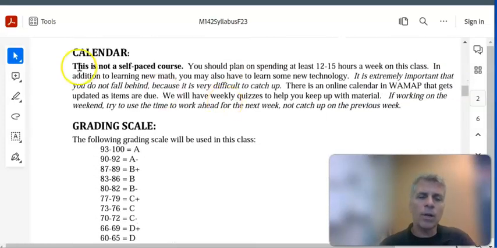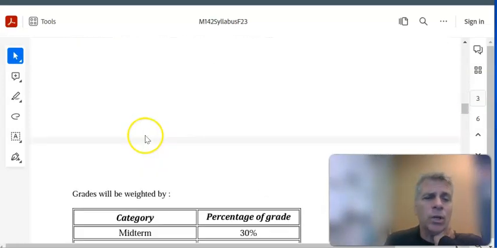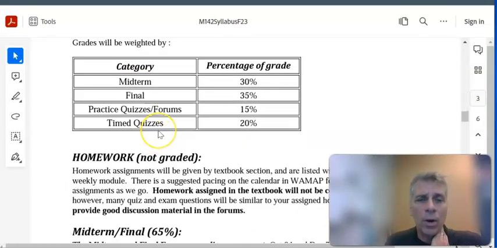There's a lot of other stuff on here. There's a calendar that I'll show you shortly, the grading scale, that sort of thing. So here are the categories that your grade will be determined on, and what percentage of the grade each of these are. The midterm and final are pretty straightforward. Those are online tests that you'll take.